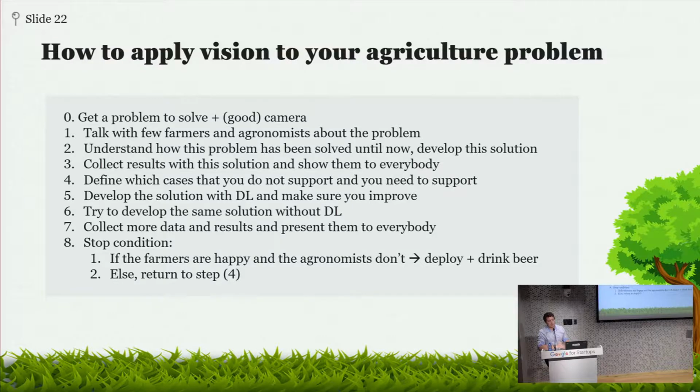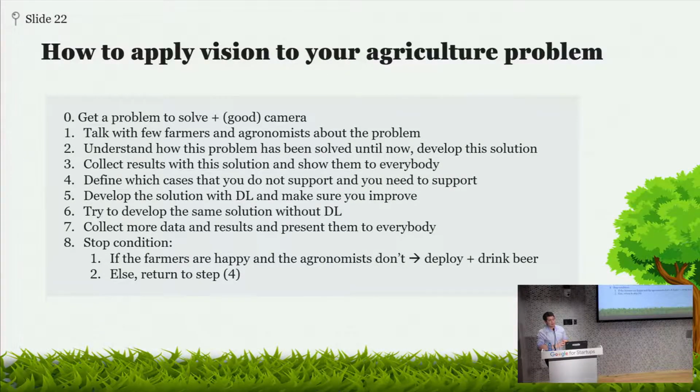After you have a question and a good camera, you need to talk with the farmers and the agriculture people in general. They provide you some kind of problem, and then you talk with them and try to understand the source of the problem, and you find it's a completely different problem, really completely different. So talk with them, understand the problem, and solve it as you understand it, because if you provide them better results and say I solved your problem, they're not happy either.